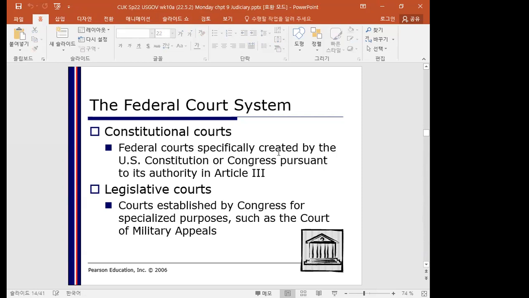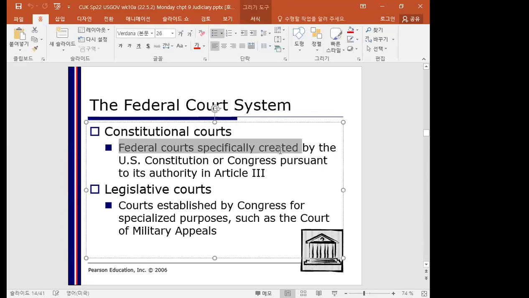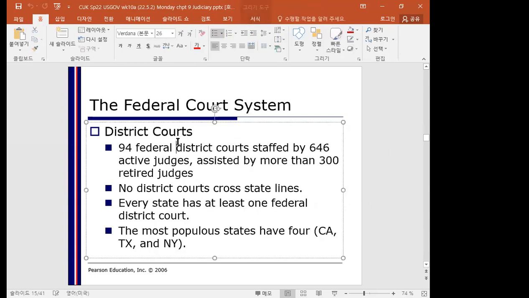Okay, the federal court system. There are constitutional courts. These are federal courts specifically created by the US Constitution or Congress pursuant to its authority in Article 3 of the Constitution, and legislative courts. These are courts established by Congress for specialized purposes, such as the Court of Military Appeals. District courts: we already mentioned there are 94 federal district courts, staffed by 646 active judges, assisted by more than 300 retired judges. No district courts cross state lines. Each state has at least one federal district court. The most populous states have 4 district courts: California, Texas, and New York.